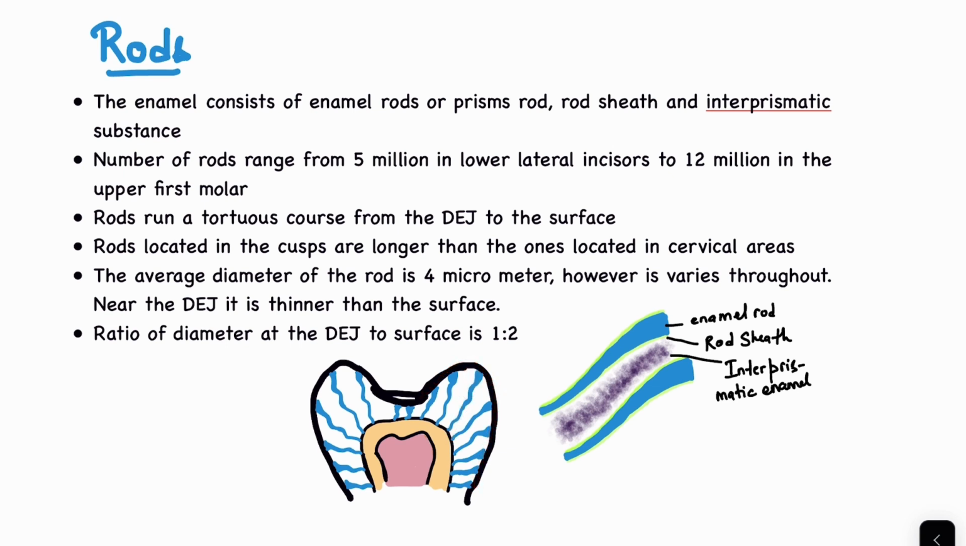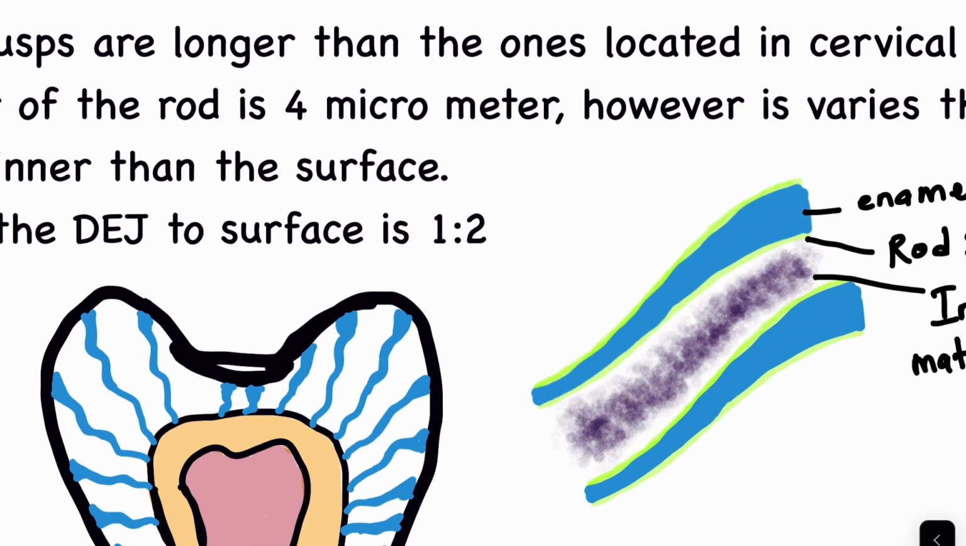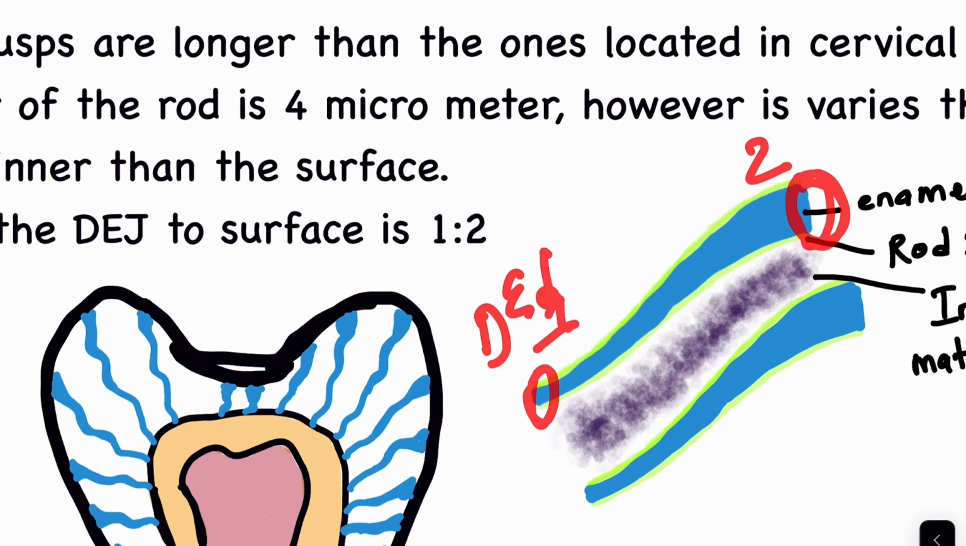And if I take the diameter, I have zoomed in over here, right? So if the area of this portion is 2, the area of this portion will be 1. So at the dentino-enamel junction it will be 1, and at the surface it will be 2.